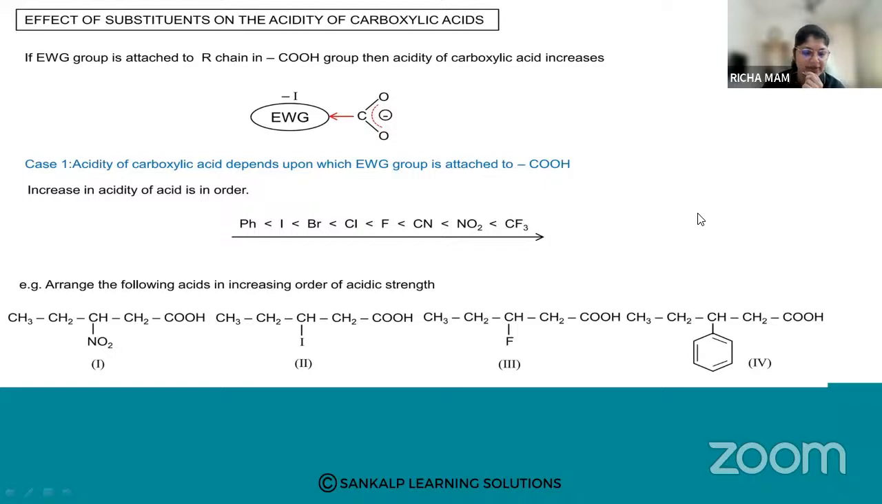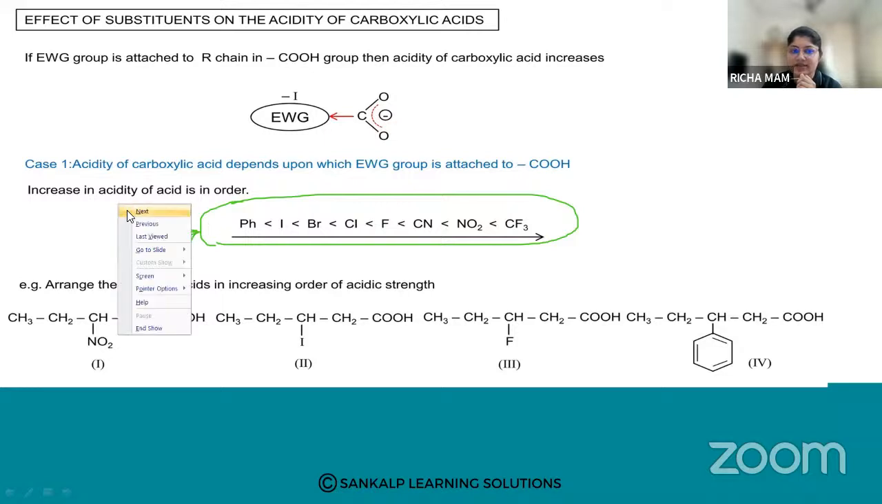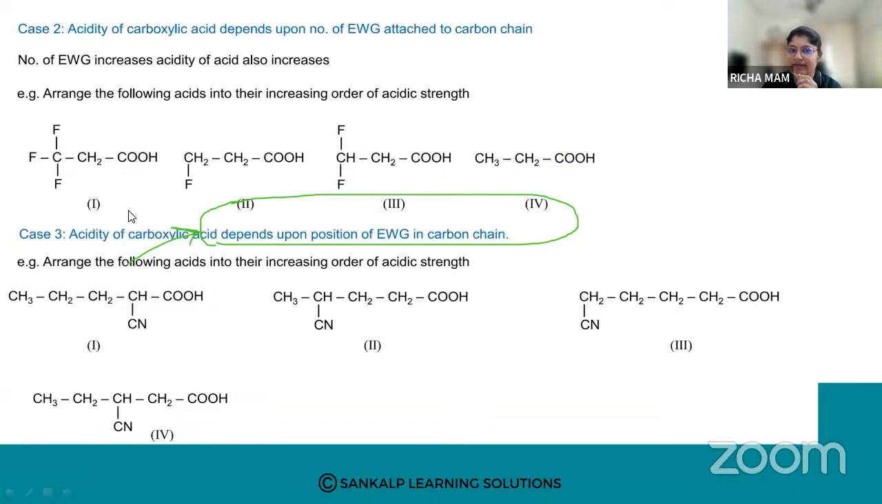So in the previous class, we were discussing the effect of substituents on the acidity of carboxylic acid. We have seen how, when an electron withdrawing group is attached to the carboxylic acid group, the acidity of the carboxylic acid will increase. These were the series, so please remember the series. These electron withdrawing groups are arranged in the increasing order of acidity. Depending upon this, we have seen four cases of how it will affect.